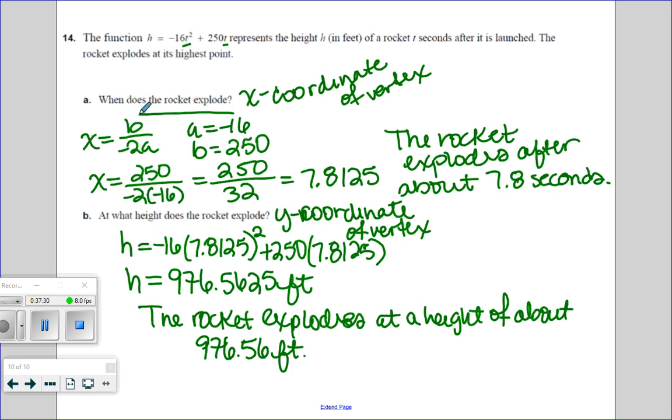So it's a real world situation that's really just still asking us for the x and y coordinates of the vertex, because that's usually when important things happen in a word problem.